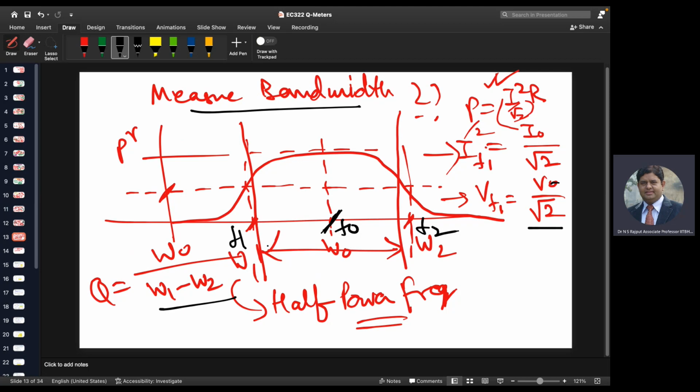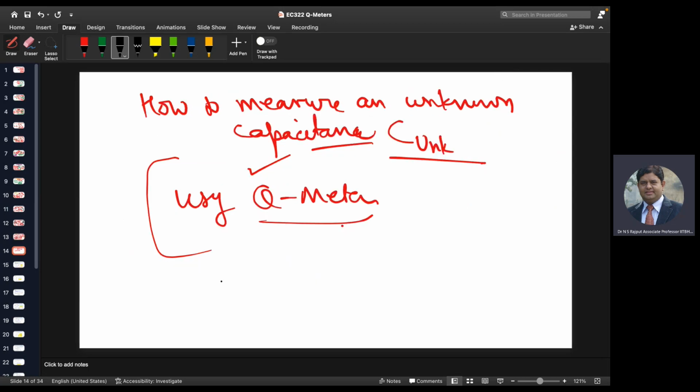So even the quality factor is defined like this as well. Q is equal to omega naught by (omega 1 minus omega 2), or F naught by (F1 minus F2). So this is also a quality factor. This is how measurement of bandwidth is also done using a Q meter, right? So how to measure an unknown capacitance? We should be able to do that.